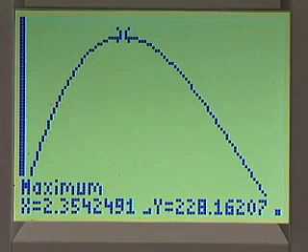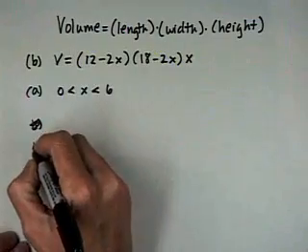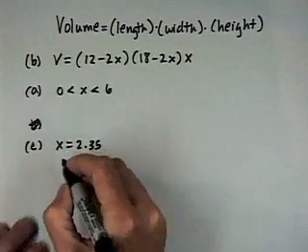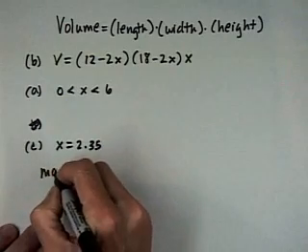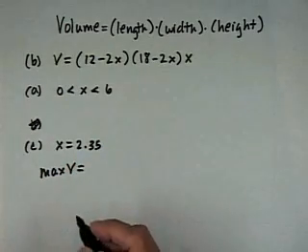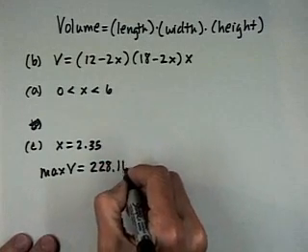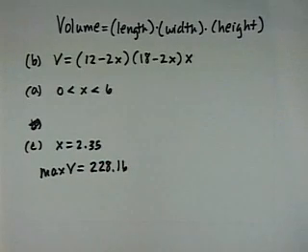Let's write that down as part C. x equal 2.35, the maximum volume is the number 228.16, the maximum volume of the box.